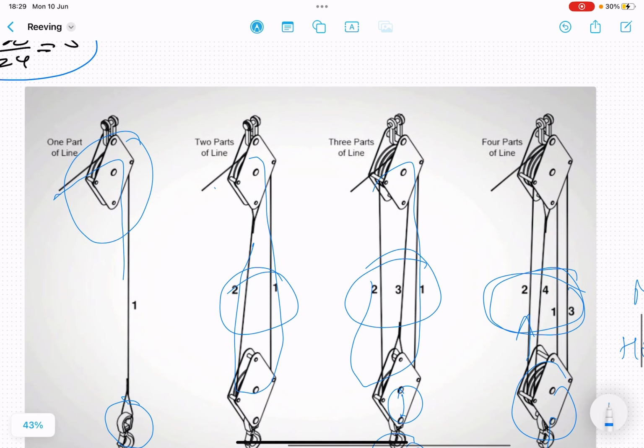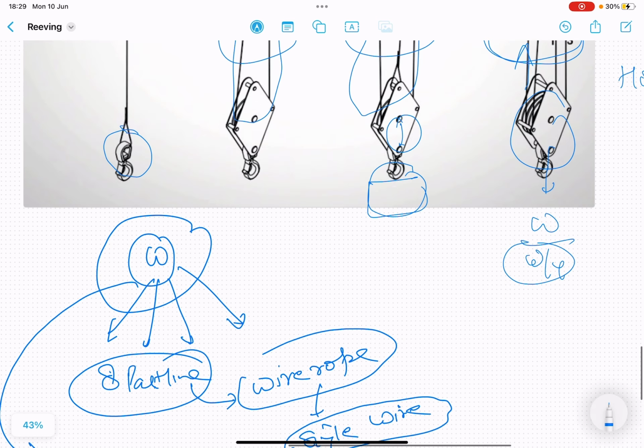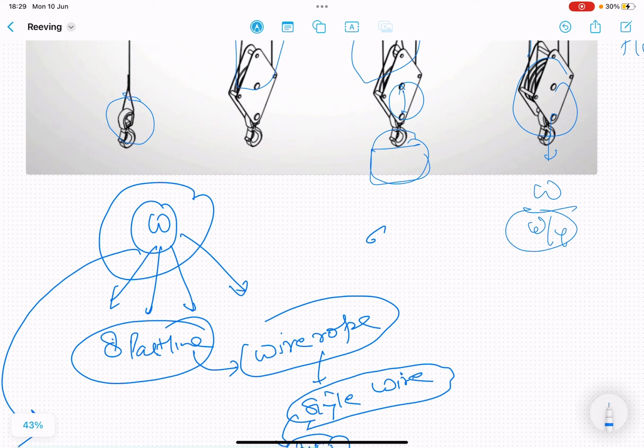Hope you like this lecture. In the next lecture, we will look at the effect of friction on these rope pulleys, because when the wire is passing through the rope drum, there will be friction over there. Even there is a weight of this rope, so we will understand the effect of friction, the rolling friction over there.